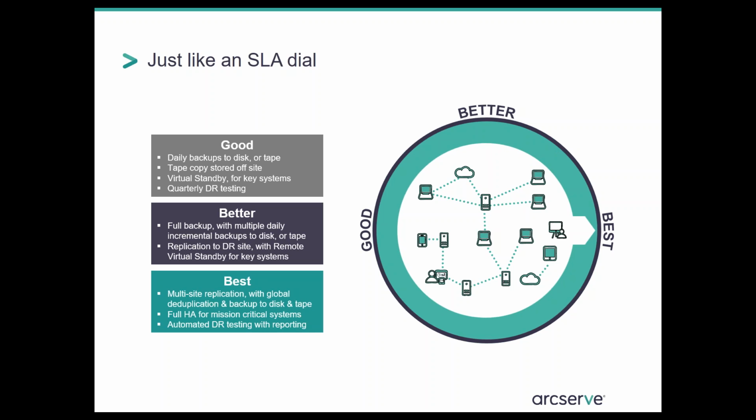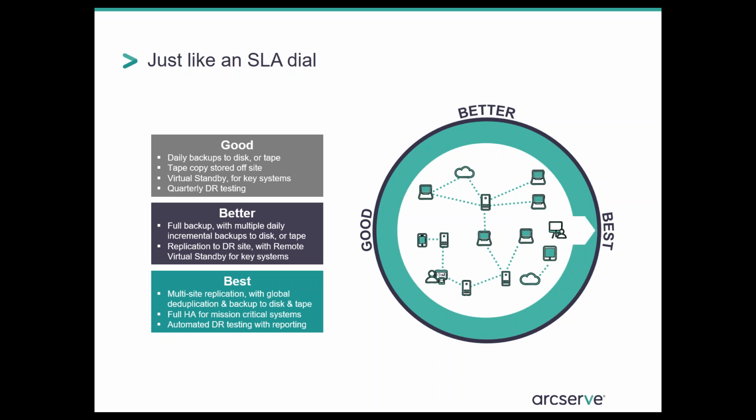We can turn that dial further to the best, and with best we can enable multiple site replication. So if you have branch offices, they can all replicate back to a central site, and then that might replicate back to a DR site, for example. We can also enable full high availability for the mission-critical system. With high availability, we actually have a near real-time replication of the data, which means that if a key system or a critical system goes down, we can fail over to another system with minimal loss of data.